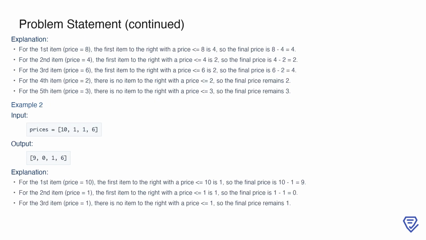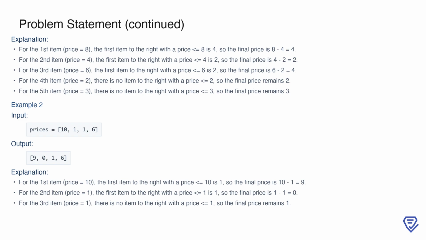Consider the input prices array, 8, 4, 6, 2, 3. For the first item with a price of 8, the first item to its right that has a price less than or equal to 8 is 4. Subtracting this discount, the final price for the first item becomes 8 minus 4, which is 4. For the second item, priced at 4, the first item to the right with a price less than or equal to 4 is 2, so the final price is 4 minus 2, giving us 2. This process repeats for each item.